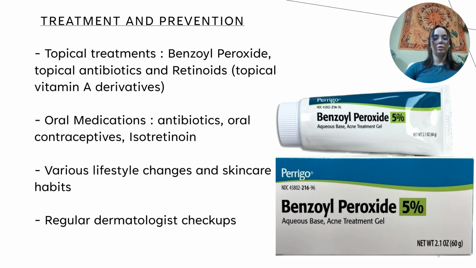Starting with topical treatments is benzoyl peroxide. This is an over-the-counter medication that has antibacterial properties and helps reduce P. acnes on the skin. It also has anti-inflammatory effects. Topical antibiotics, more of them prescription antibiotics such as clindamycin and erythromycin, can be applied to the skin to help reduce P. acnes colonization and inflammation.